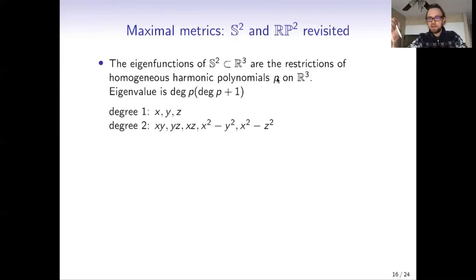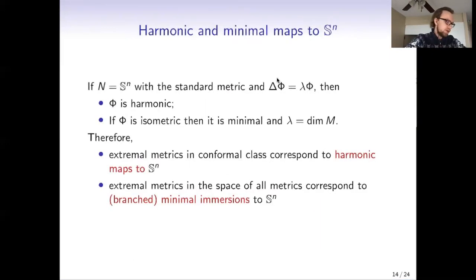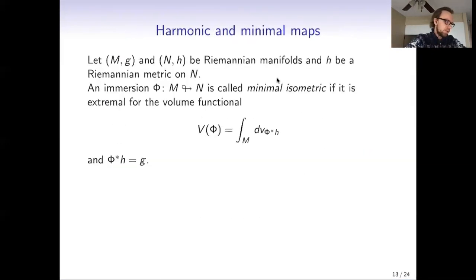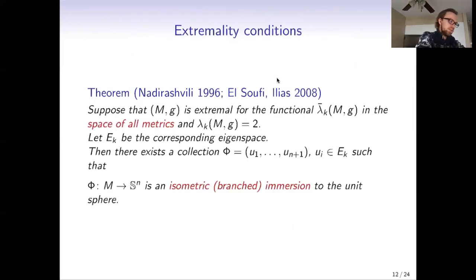So now what does it tell us? So we know that the round metric is a maximal metric for the first eigenvalue. So what does it mean? It means that there exists a map from the sphere to some sphere, right, to Sn. Let me go back here to this theorem. Right, so we know that there exists a map to Sn for some n, right? We don't know exactly what n is, by the lambda 1 eigenfunctions.